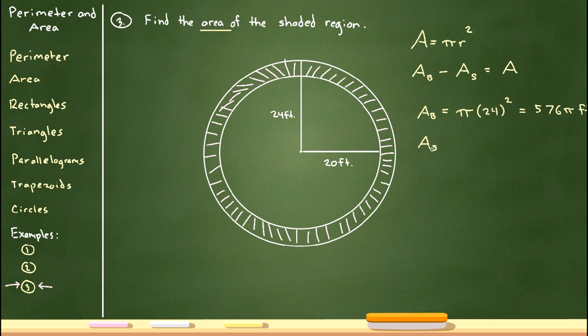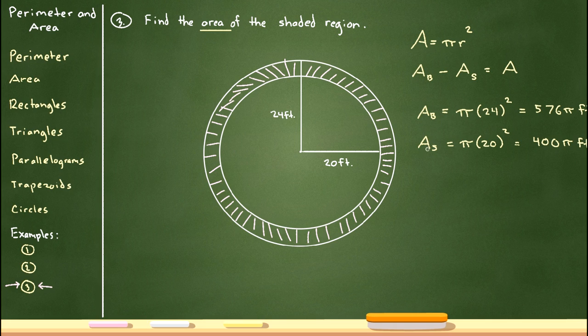Next up, the area of the smaller circle. Well, the smaller circle has a radius of 20, right? So pi times r squared would be pi times 20 squared. And this is going to be 400 pi. And our units on there are squared feet.